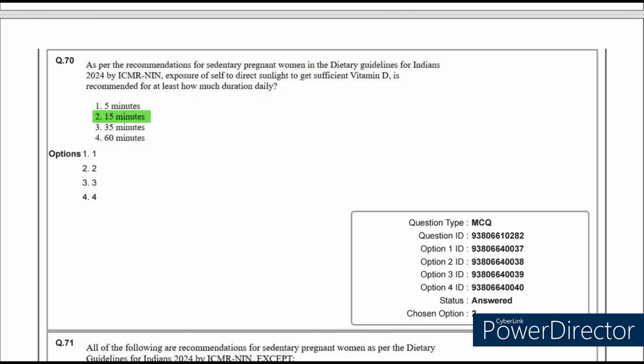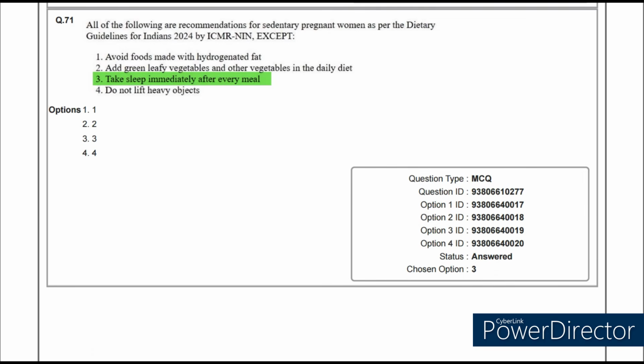Option 2 is correct. Now coming to question number 71, they are asking to find the incorrect statement regarding recommendations for sedentary pregnant women as per dietary guidelines of ICMR 2024. So in this case, the incorrect option is take sleep immediately after every meal. So the correct option should be option 3.